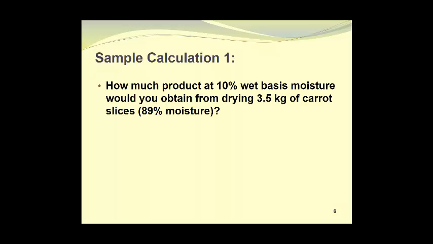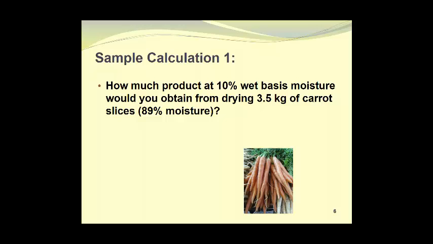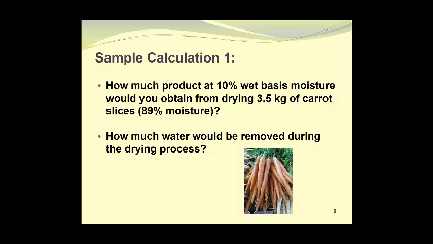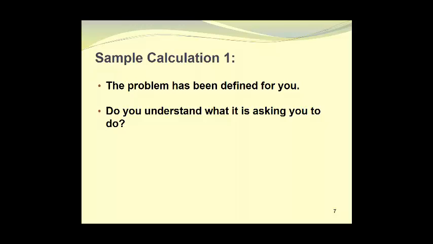In sample calculation number 1, you are asked how much product at 10% wet basis moisture would you obtain from drying 3.5 kilograms of carrot slices with an initial wet basis moisture content of 89%. In addition, we have to find out how much water would be removed during the drying process. The problem has been defined for you, but you need to ask yourself whether or not you understand what it is actually asking you to do.